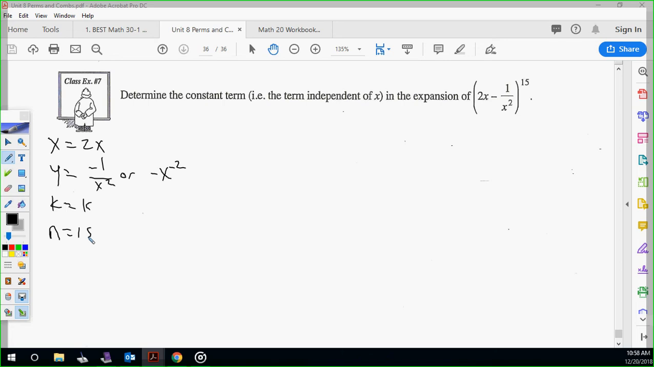All right, so we set up everything without k again. So it's going to be 15 choose k times 2x to the 15 minus k times, I'll just leave it how they have it, in fraction, negative 1 over x squared to the k. Okay.